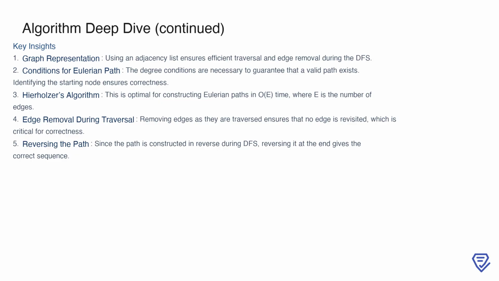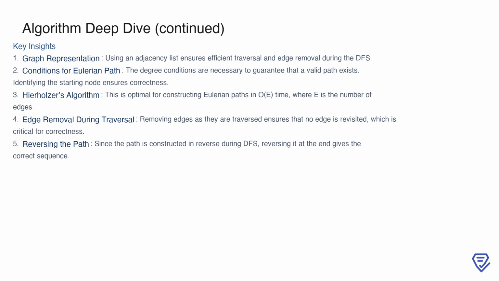Second, verifying the degree conditions is critical to ensuring that a valid Eulerian path is possible, as these conditions guarantee that the graph structure supports such a path. Identifying the starting node based on these conditions is essential for the correctness of the algorithm.